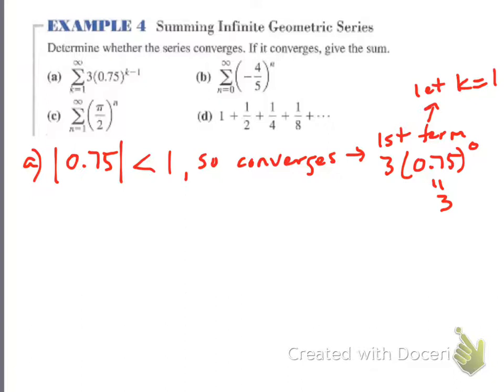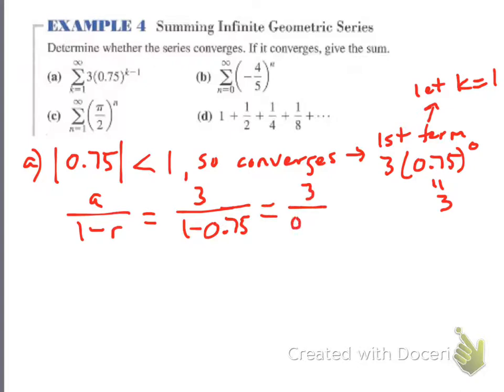So, remember, A over 1 minus R. We get to use that now. So A is 3 over 1 minus, well, what was the common ratio? 0.75. Now, you do not use the absolute value. There's a chance that R could be negative, like in the next problem. Don't use the absolute value in the sum formula. So I get 3 divided by 0.25. So my sum is 12, or it approaches 12.